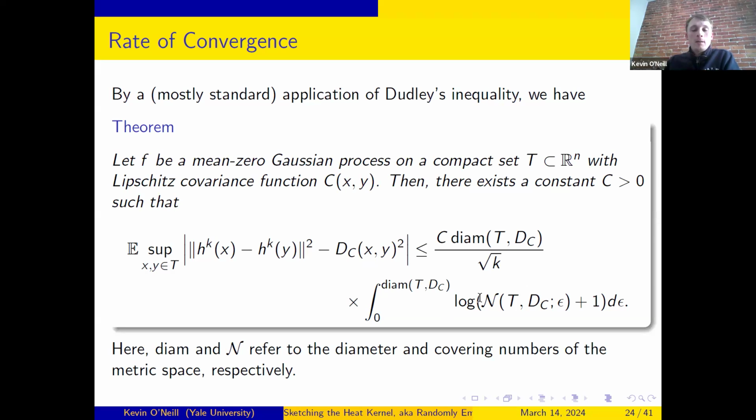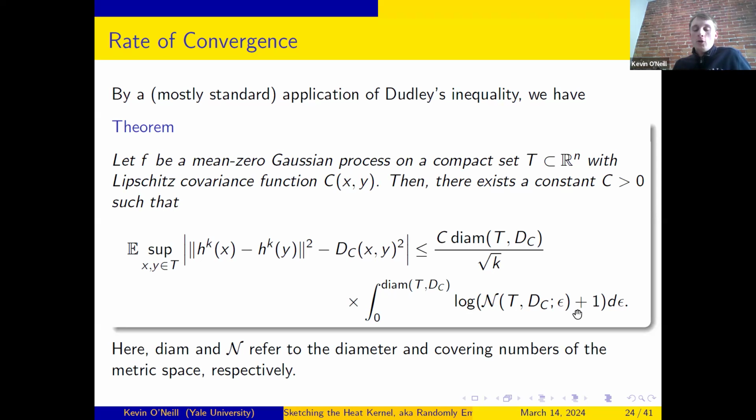Okay, so it's a little bit of a mess if you're not familiar with Dudley's inequality. Dudley's inequality tells you in general how to bound the worst case scenario of some sort of Gaussian process or a more general random process. And it has expressions that look like this. So what are these? Over here we have the diameter of our space with respect to this distance that we're trying to approximate. We have the 1 over square root of k that I promised.